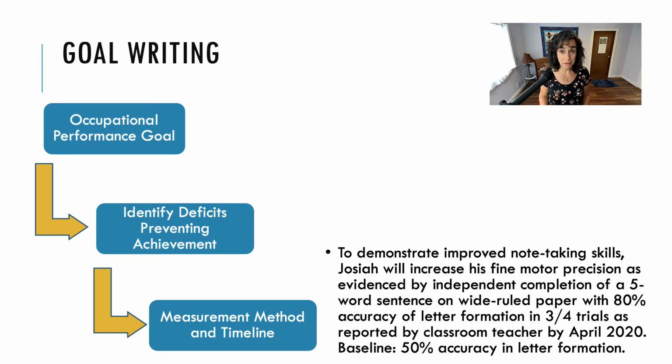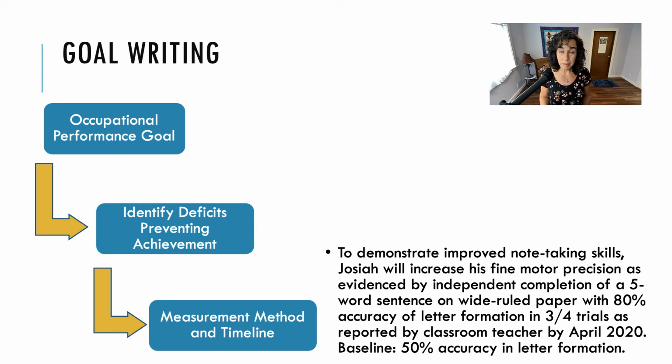So then we have this goal to demonstrate improved note-taking skills. That's our end goal, our occupational performance. Josiah will increase his fine motor precision. That is addressing the deficit that we've identified in the evaluation. And then the final part is, as evidenced by independent completion of a 5-word sentence on wide-ruled paper with 80% accuracy of letter formation in 3 of 4 trials, as reported by the classroom teacher in April 2020.